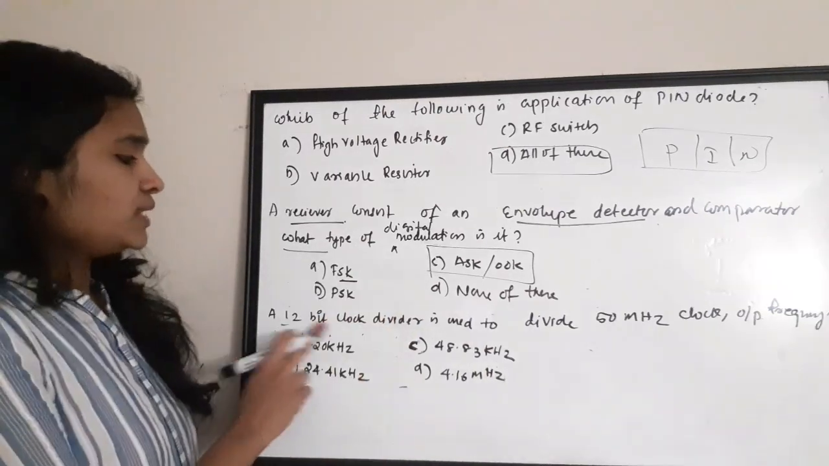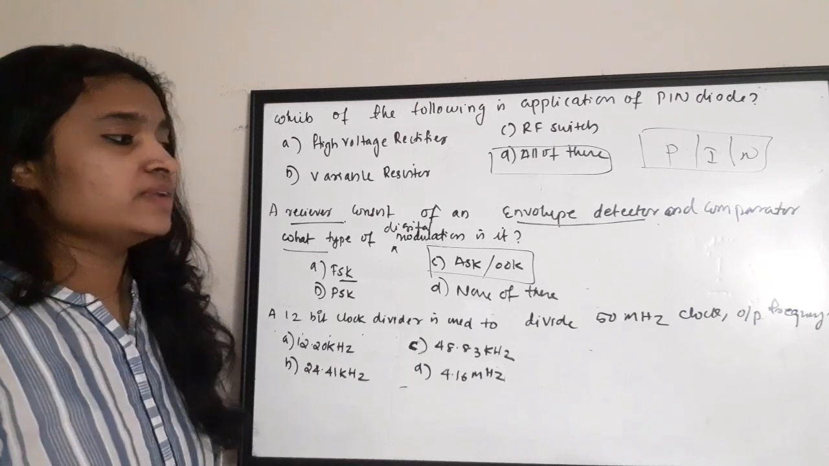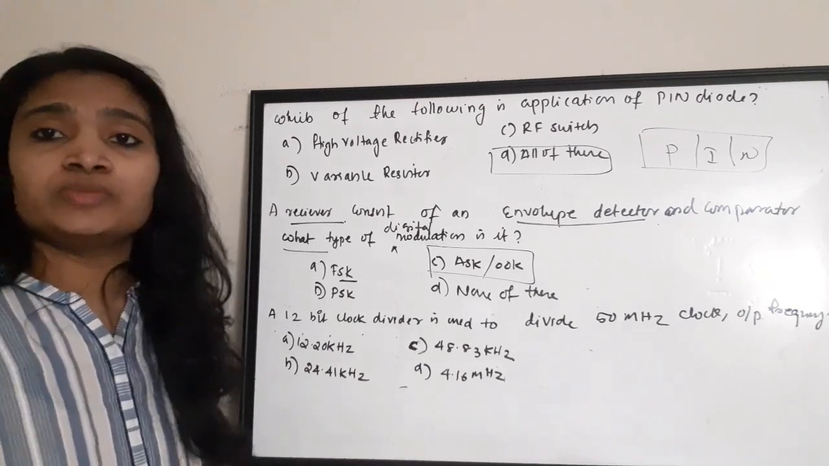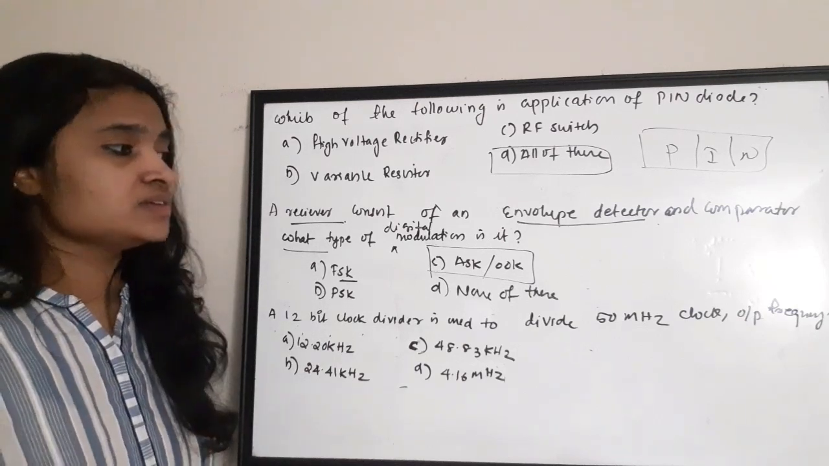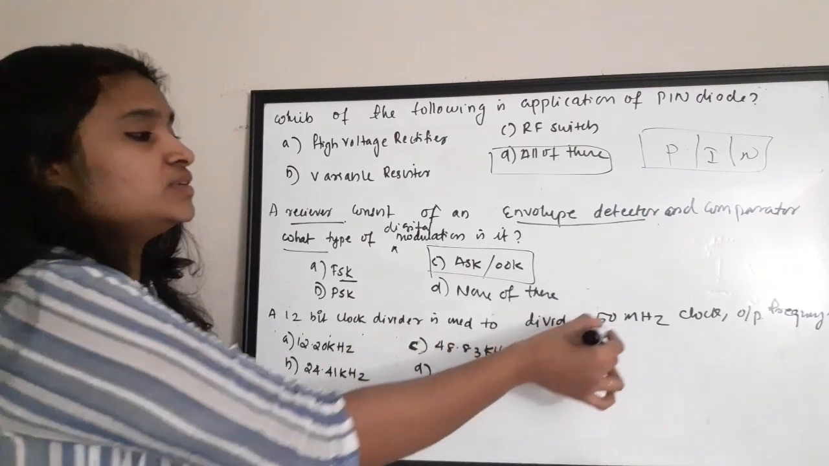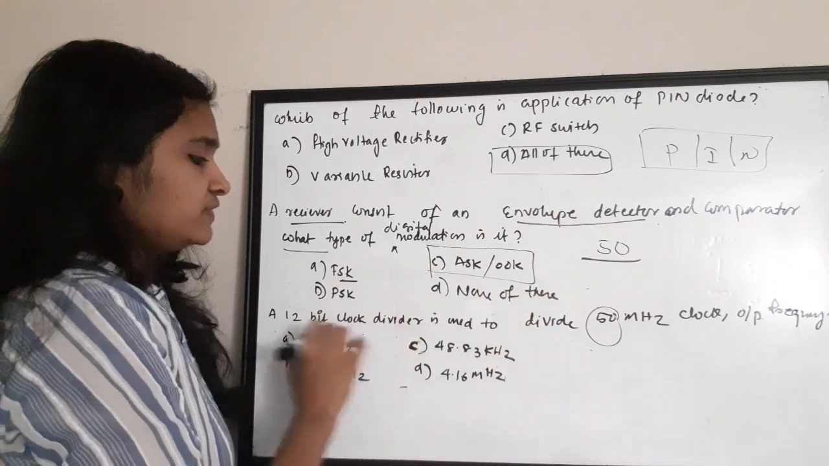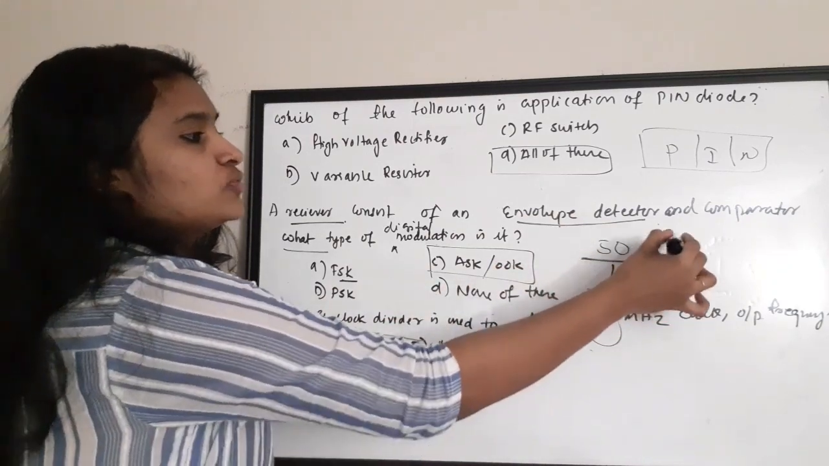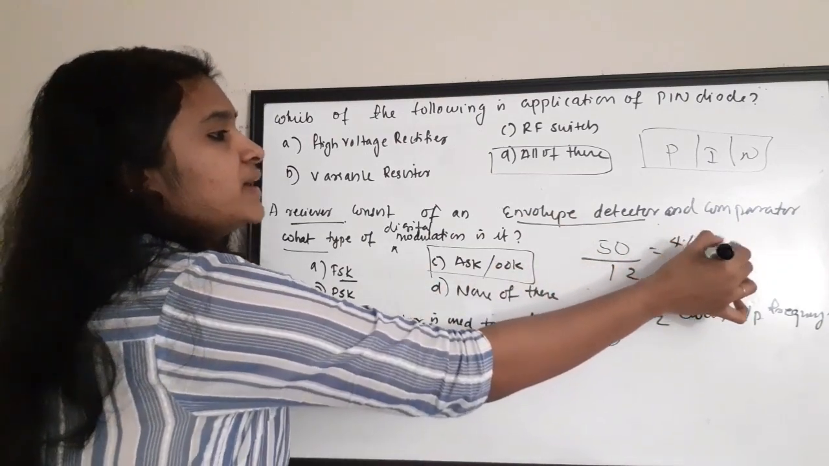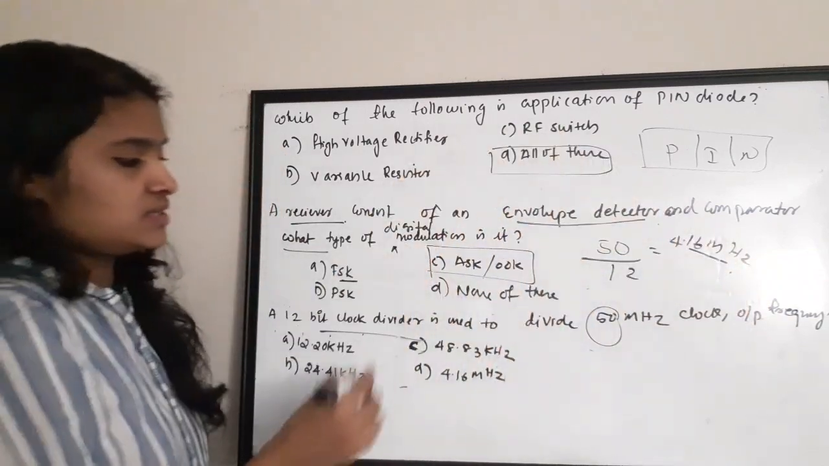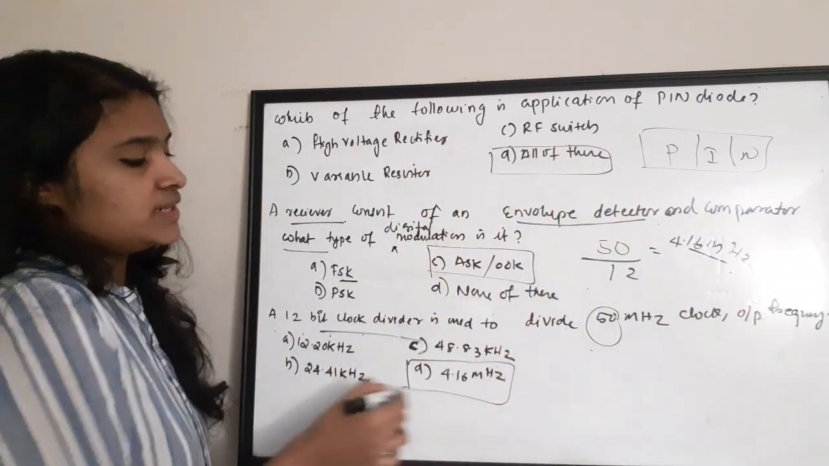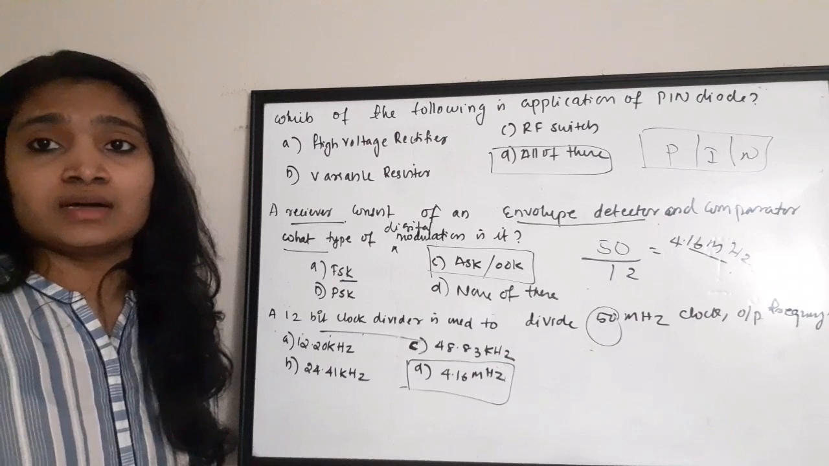Next, a 12-bit clock divider is used to divide a 50 megahertz clock. What is the output frequency? Since the duty cycle or anything else is not given in the question, and we are going to divide a 50 megahertz clock by the 12-bit clock divider, 50 by 12, which is 4.16 megahertz, will be your clock frequency. Okay, so the correct answer here is option D, which is 4.16 megahertz.